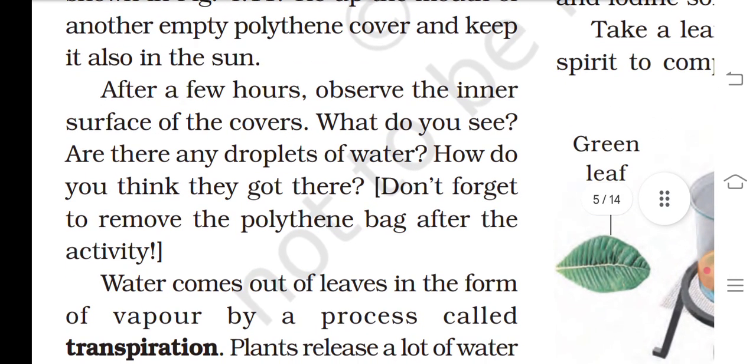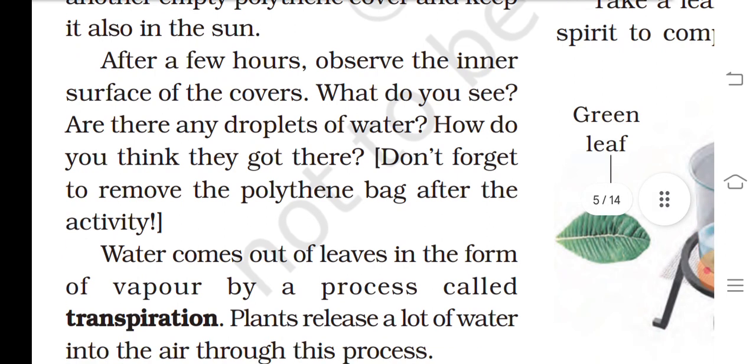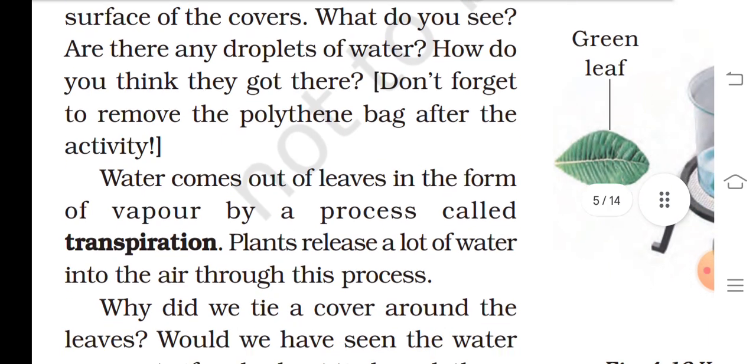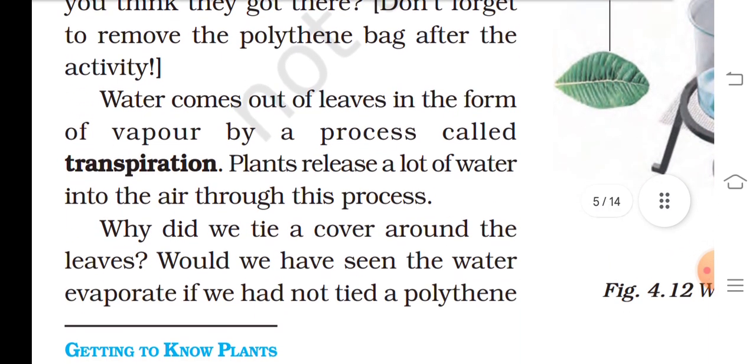After a few hours, observe the inner surface of the cover. What do you see? Are there droplets of water? How do you think they got there? Don't forget to remove the polythene bag after the activity.